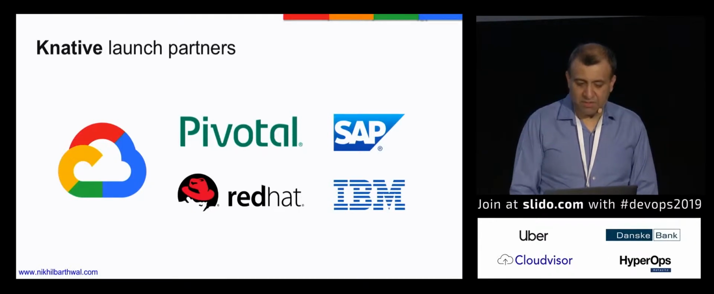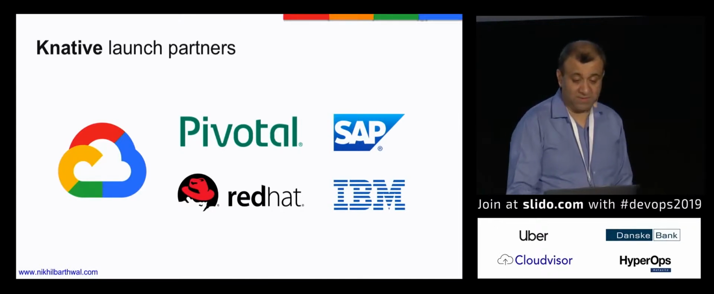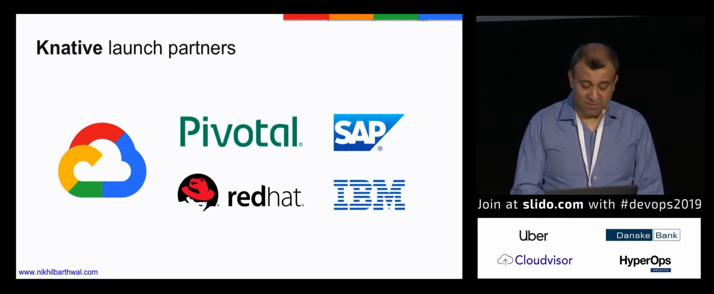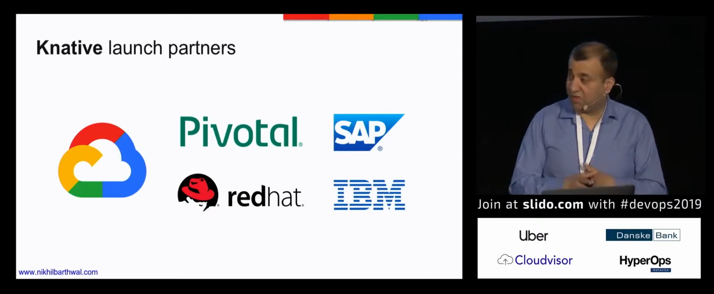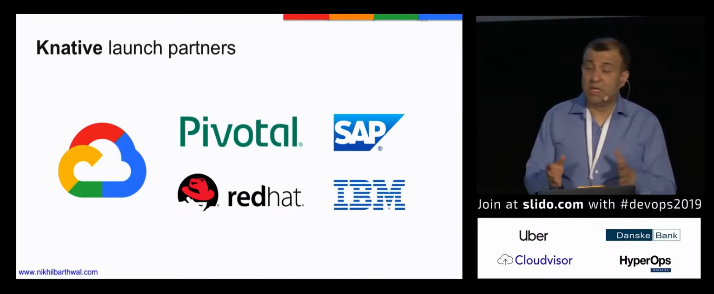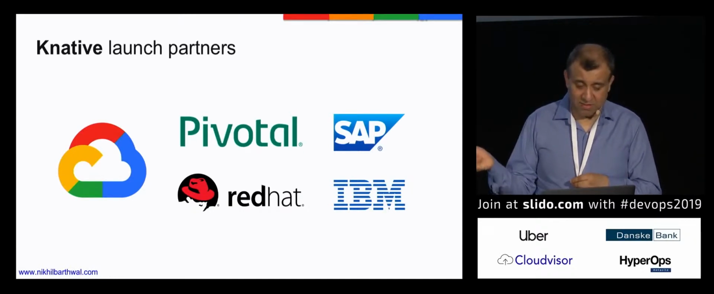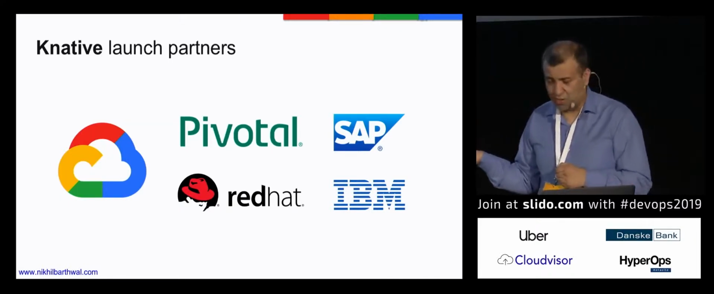These are the major organizations that are involved with Knative, Google being one, obviously, Pivotal, SAP, Red Hat, and IBM. I'll have some examples for that, but every week we sync up and we talk about all the features that we want, and we basically work in sync. But it's open source, so anybody can actually contribute to it. We accept PRs, and we have a Slack channel, so anybody can join and talk to the maintainers and developers directly. I'll give the details of the Slack channel towards the end of the talk.